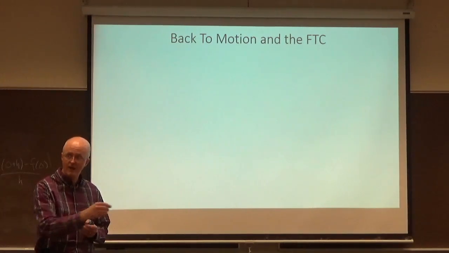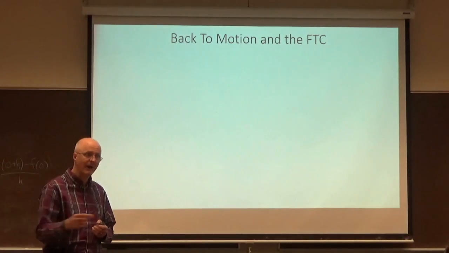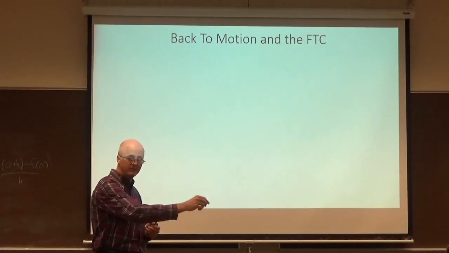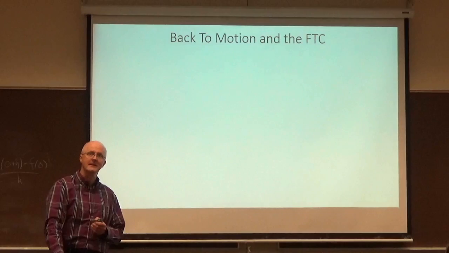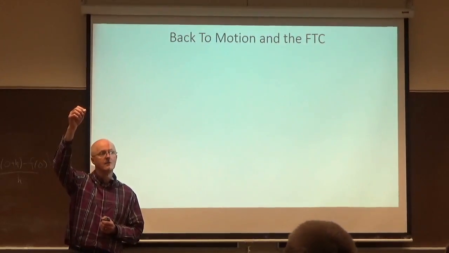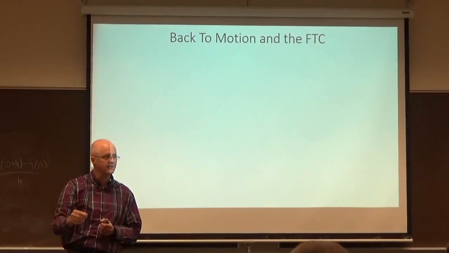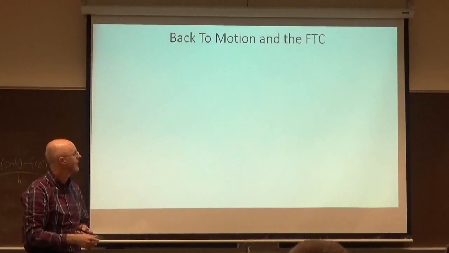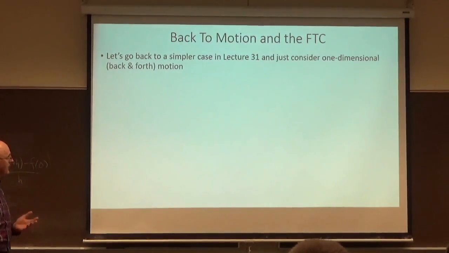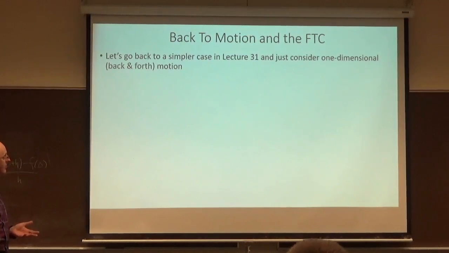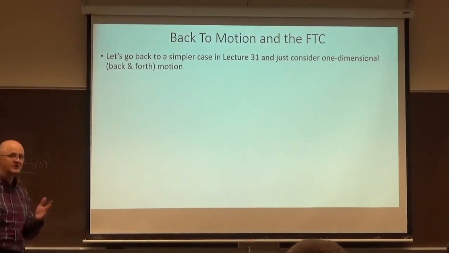Linear motion in one dimension, sometimes positive if you're moving to the right, say, and sometimes negative if you're moving to the left. Or if you're going up and down, say the upward direction is positive velocity and the downward direction would be negative velocity. So again, we're going to just consider one-dimensional back and forth motion today, though initially it'll just be one direction.